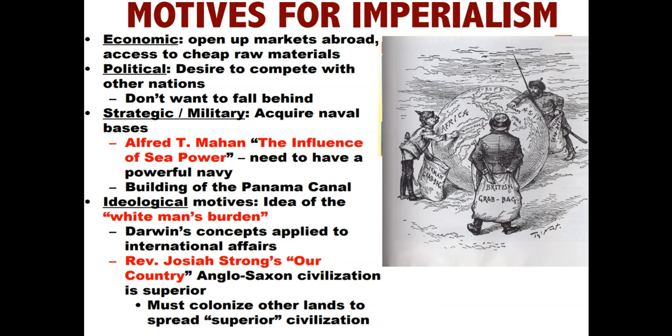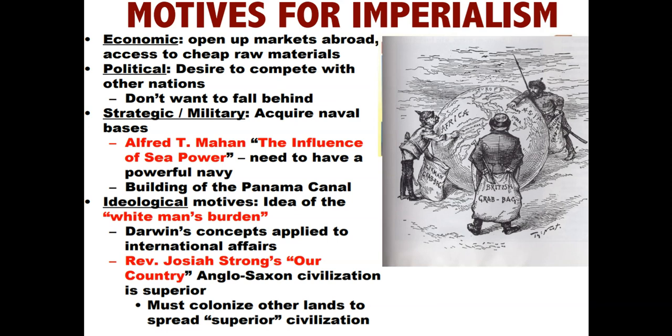In terms of strategic as well as military motives, the U.S. wanted to have or acquire military bases in different parts of the world. Alfred T. Mahan wrote in The Influence of Sea Power the need to have a powerful navy in order to control different parts of the world. This obviously involved also the building of the Panama Canal.